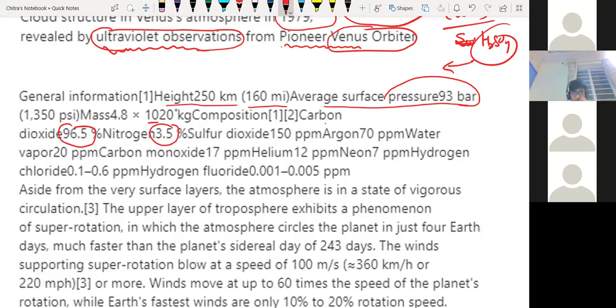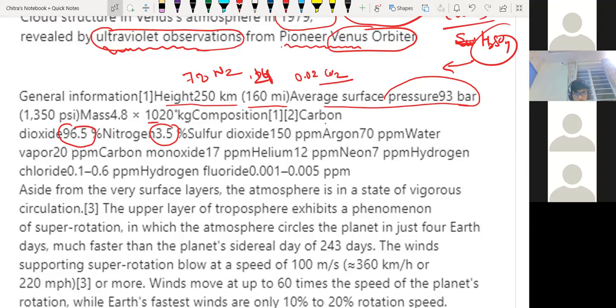That means we have different components on our Earth. On Earth we have 78% nitrogen, then 21% oxygen, and we have about 0.02% carbon dioxide.